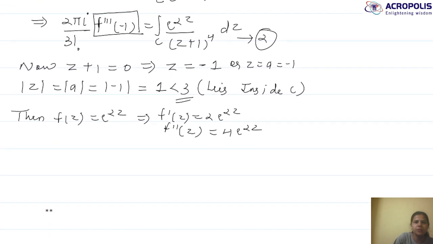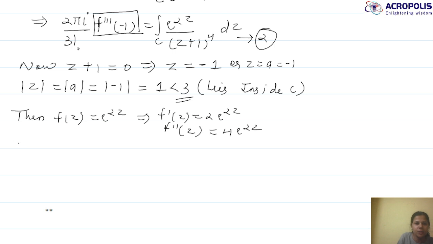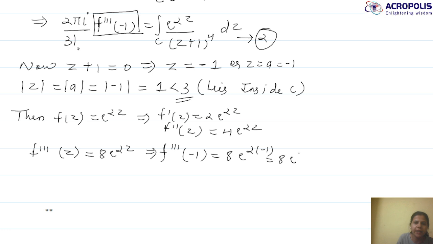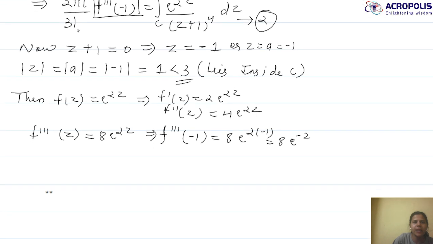And its third derivative, that is f triple dash of z equals 8e^(2z). Now we find it at the point a equals minus 1, that is z equals a equals minus 1. So basically here it is 8e^(-2). So just put this value simply in equation number second.